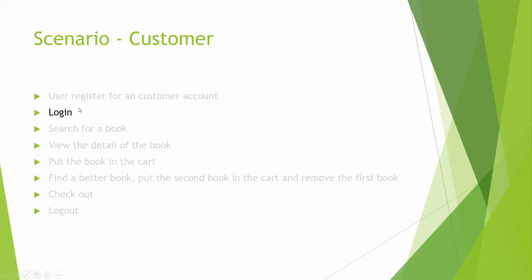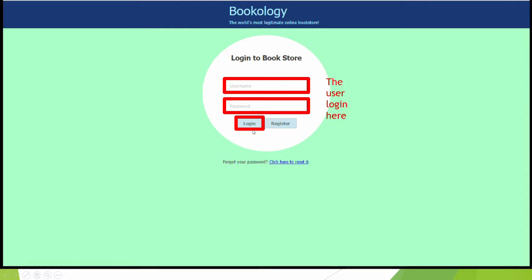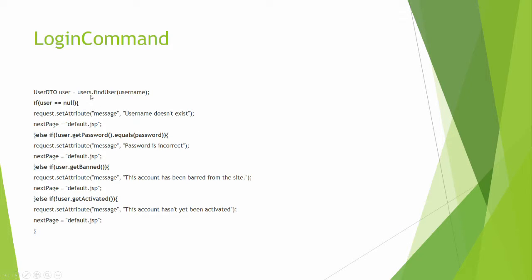Now let's look at what will happen when the user logs in. The user can log in from the front page. After clicking the login button, the login command will be triggered. The user DAO will search for the user information that has the same name as the username.